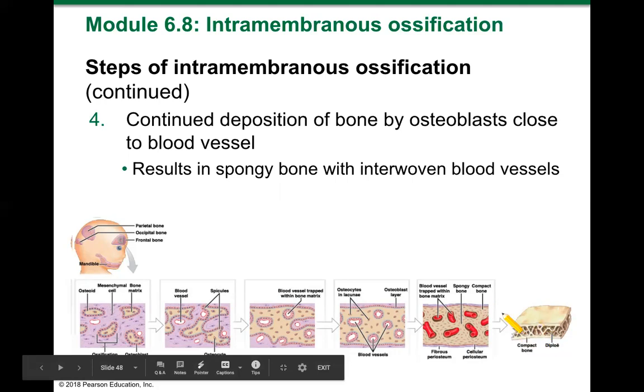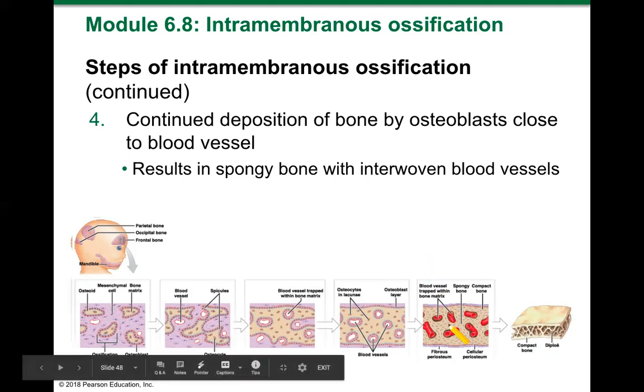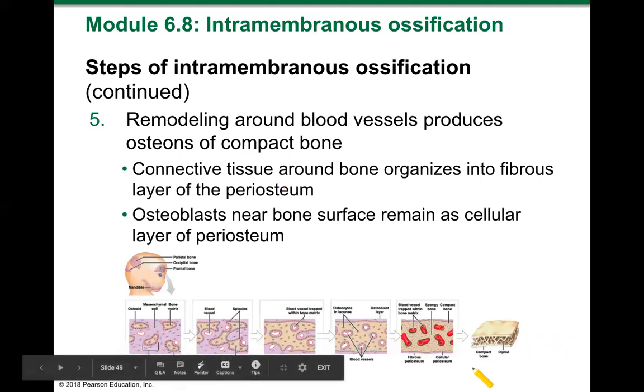So this is the structure of a flat bone. It doesn't have that nice cavity in it like some of the longer bones. But that doesn't mean that this spongy bone doesn't have marrow in it. There is marrow in this area as well. Remodeling then produces osteons and that compact bone that I just discussed.